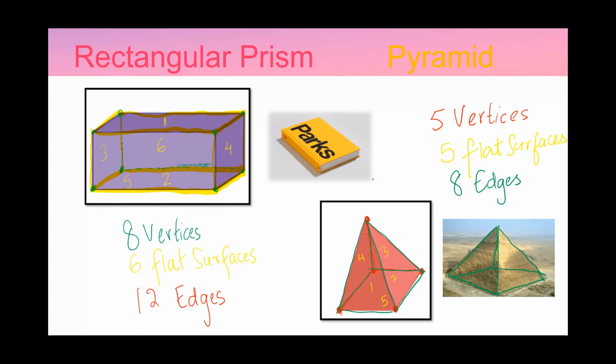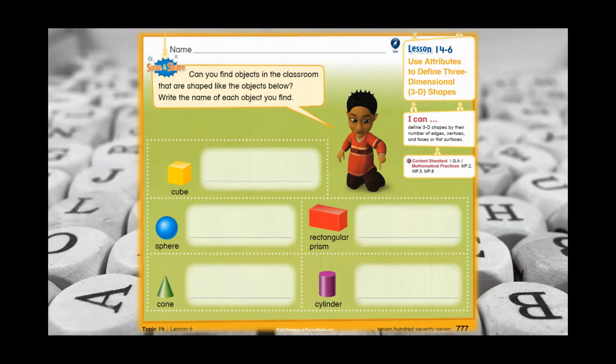So these are all 3D shapes, and these are the attributes of 3D shapes. Now let's begin with our book, page number 777. I think now you can easily solve this. Let's read here. Can you find objects in the classroom that are shaped like the objects below? Write the name of each object you find. Now, this is just what we did now. Any object around you, now you are at your home. So you have to write something that resembles this object.